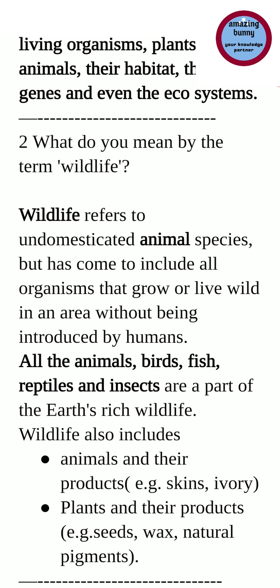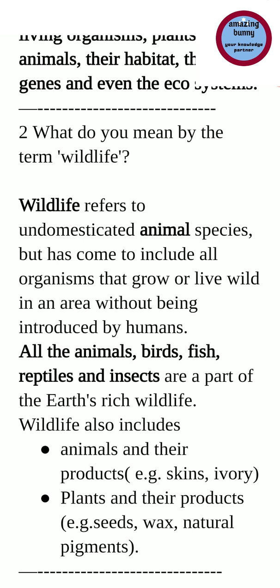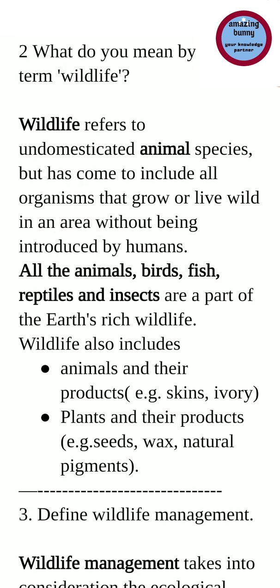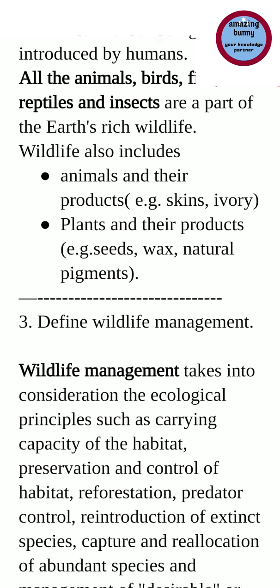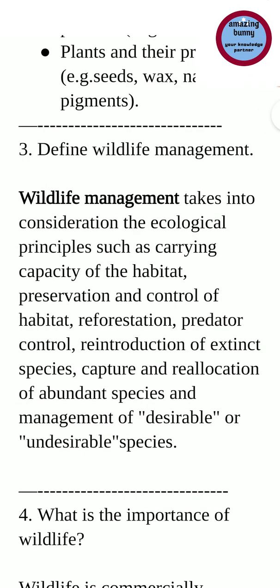What do you mean by the term wildlife? Wildlife refers to undomesticated animal species but has come to include all organisms that grow or live wild in an area without being introduced by humans. All the animals, birds, fish, reptiles, and insects are a part of the earth's rich wildlife. Wildlife also includes animals and their products, that is skins, ivory, plants and their products, that is seeds, wax, natural pigments, etc.